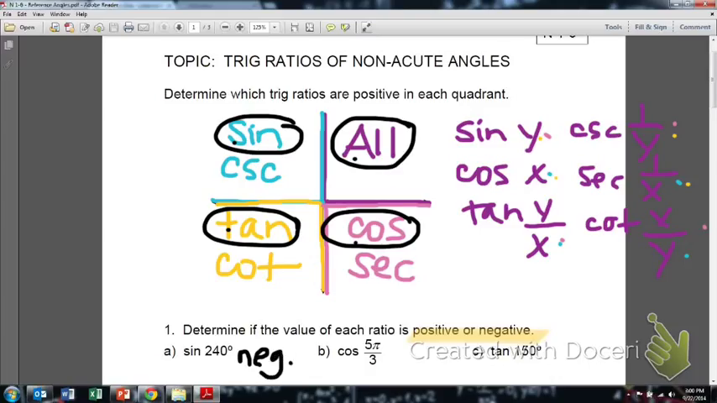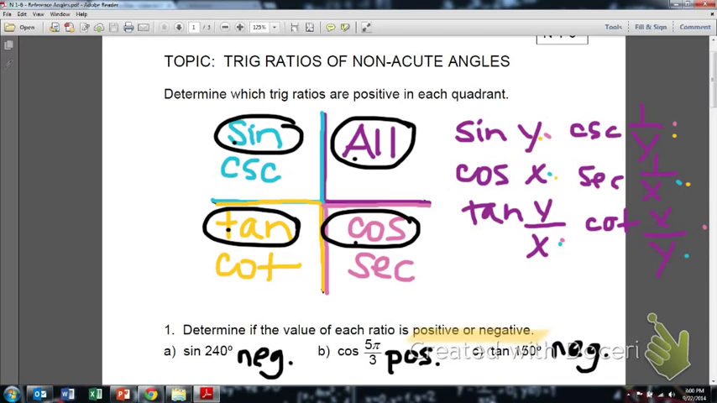Cosine of 5 pi over 3. 5 pi over 3 is in the fourth quadrant, right? That's 300 degrees. So in the fourth quadrant, cosine is positive. And then tangent of 150, 150 is in the second quadrant. In the second quadrant, only sine and cosecant are positive, so this is going to be negative.